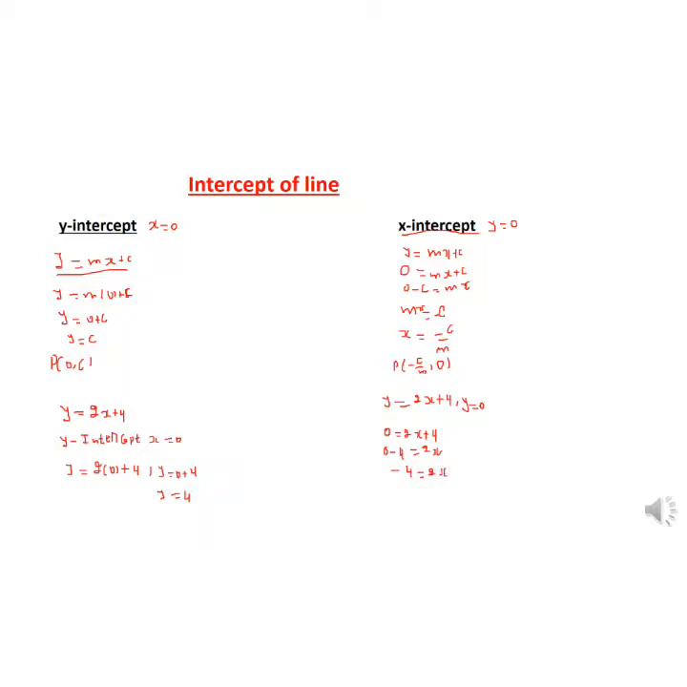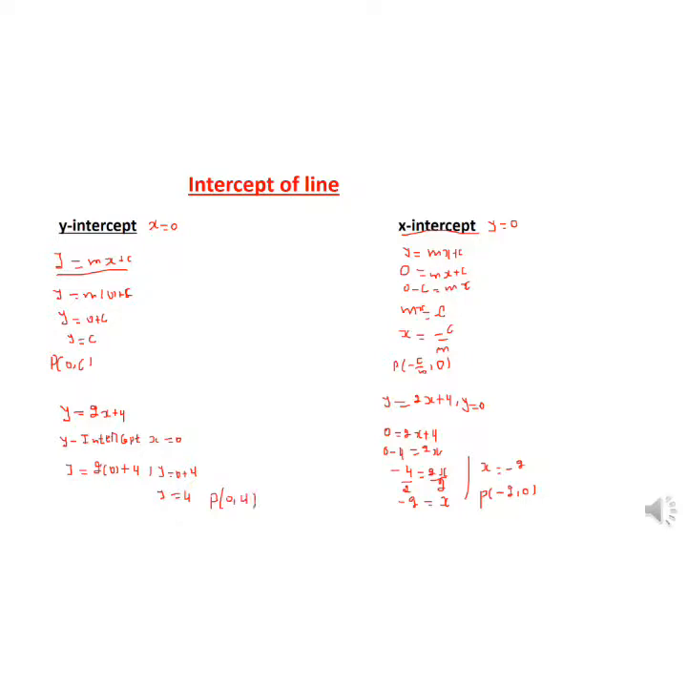So now divide both sides by 2. Negative 4 divided by 2 gets negative 2, which is equal to 2x over 2, we get x. So now x is equal to minus 2. You can write the point of the x-intercept: x is equal to negative 2 if y is equal to 0. And now I have to write the point of the y-intercept. So now if x is equal to 0, y is equal to 4.